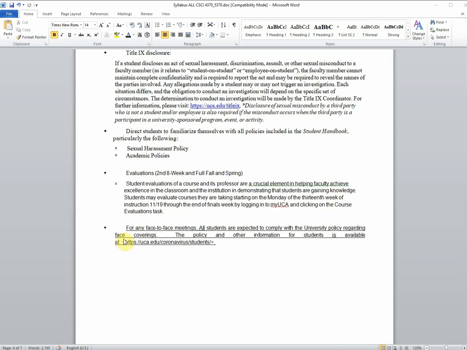And the only special thing over here is that for any face-to-face meetings, if we have one, all students are expected to comply with the university policy regarding face covering. The policy and other information is going to be available in the link. So make sure you follow all the guidelines over there if we have a good opportunity to meet up with each other.